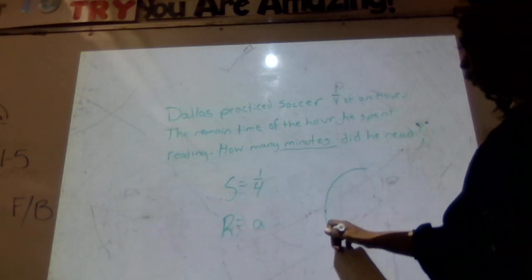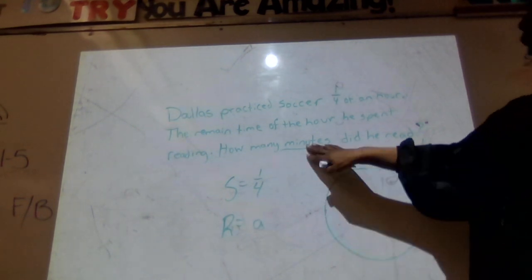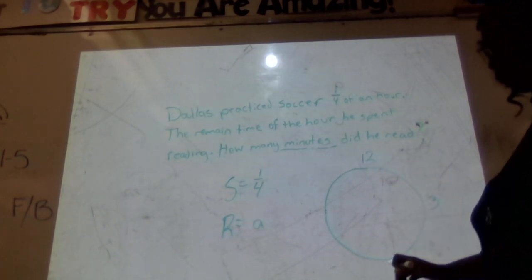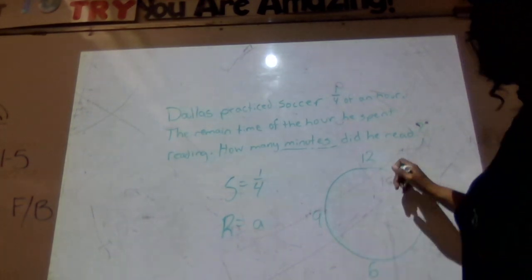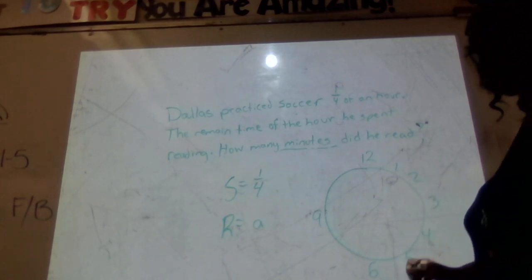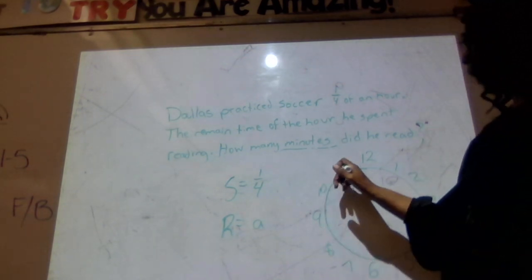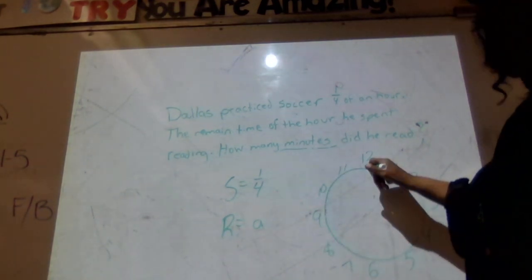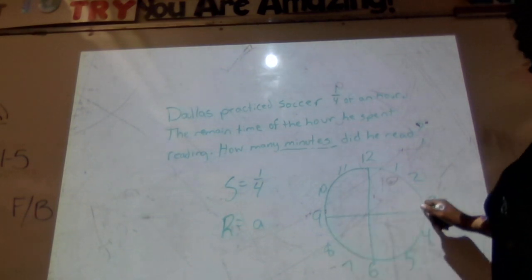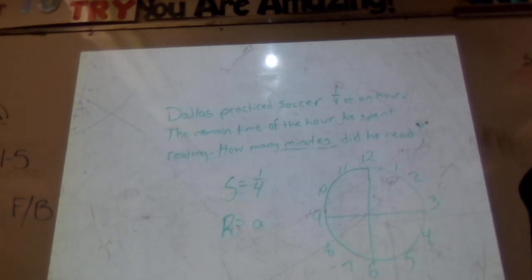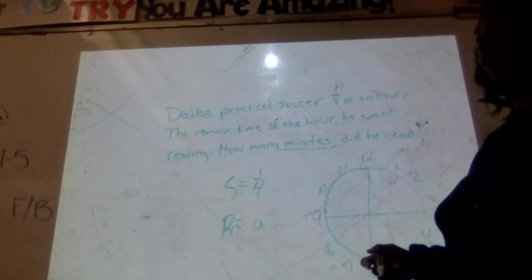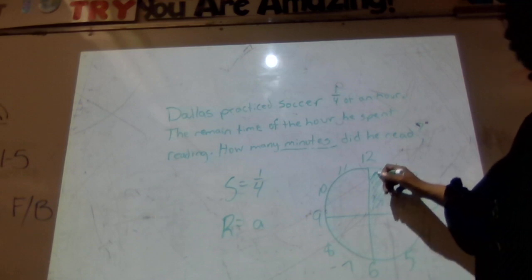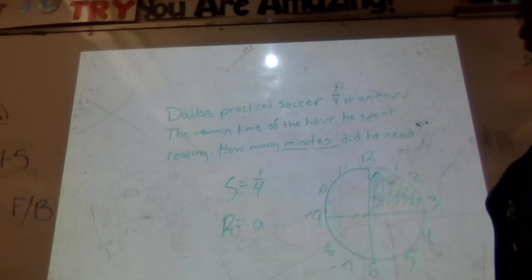So we know we're going to do a clock because we're dealing with time. We're talking about minutes, we're talking about hours. So we know 12, 3, 6, 9. And then they know to fill in the 1, 2, the 4, the 5, the 7, the 8, the 10, the 11. And we're going to split it into 4 because our denominator is 4. Okay? So let's show his soccer time, 1/4. So 1 out of 4 is shaded. This is the amount of time Dallas spent practicing his soccer.